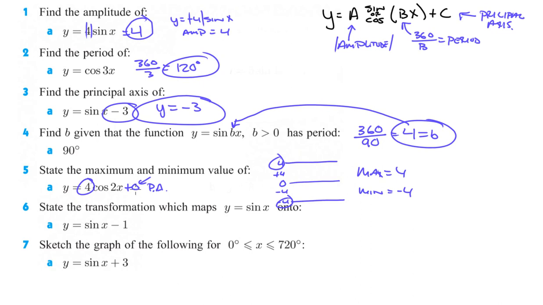Let's say instead of plus 0, this was plus 1. This would start at 1. 1 plus 4 is 5, which would be the maximum, and 1 minus 4 would give us -3, which would be the minimum. Okay? Okay, 6.